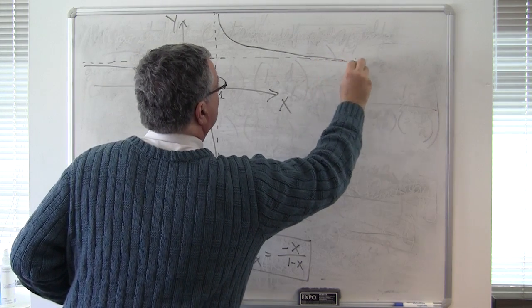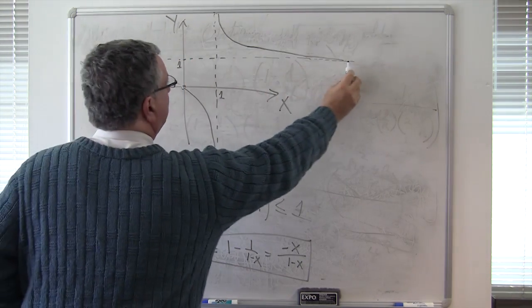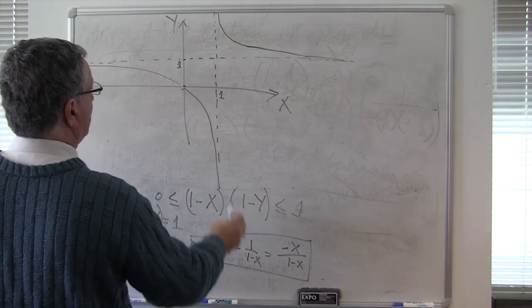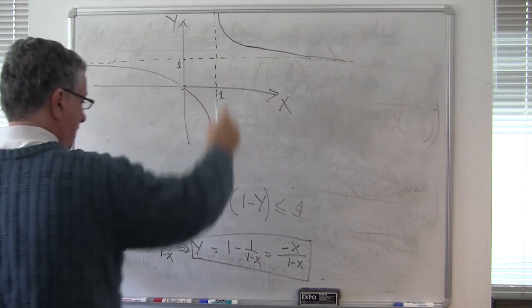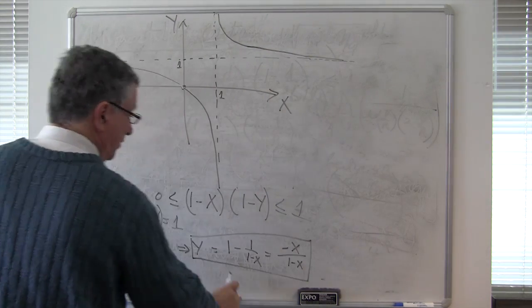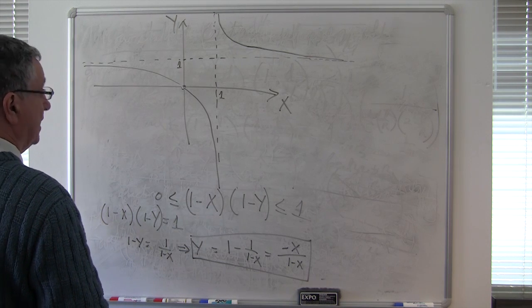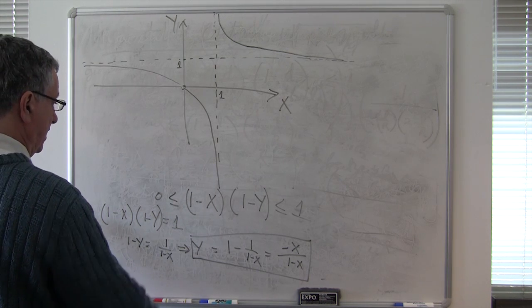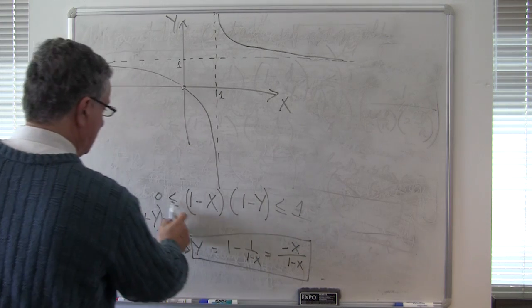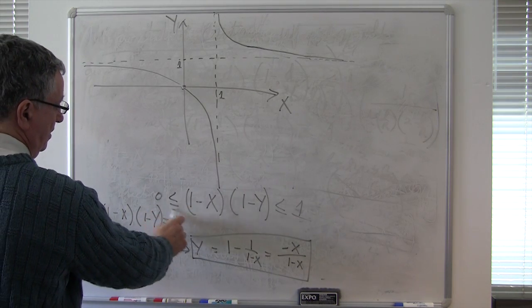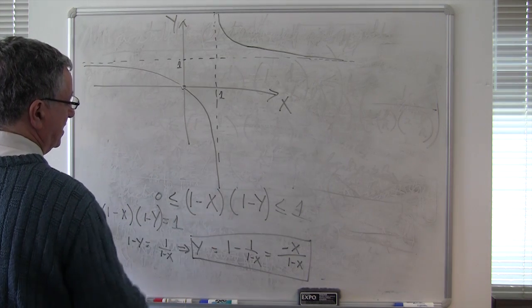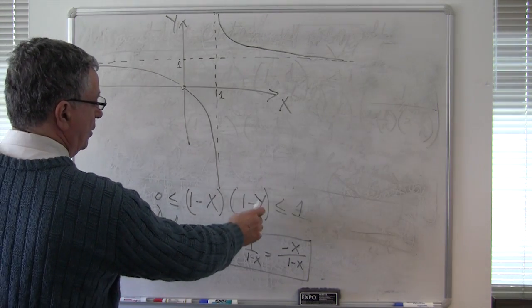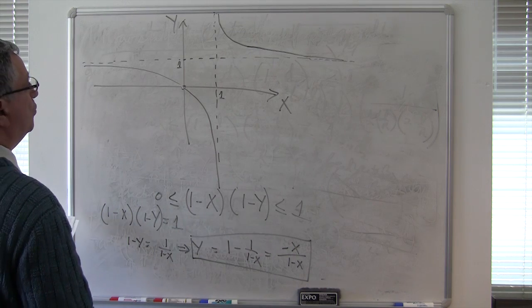So it approaches plus 1, and so you get these two curves. These two curves here are a plot of this equation here. Now when this is equal to 0, then in that case x is equal to 1 or y is equal to 1.